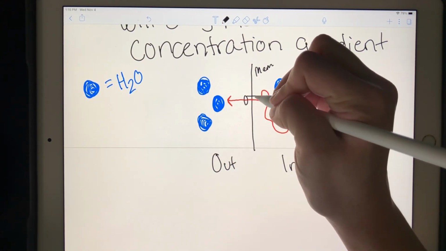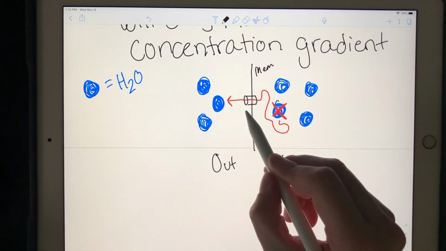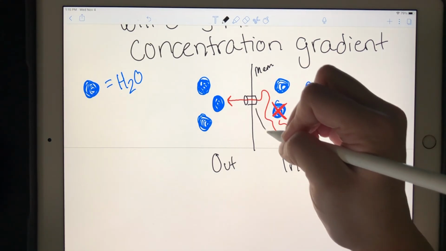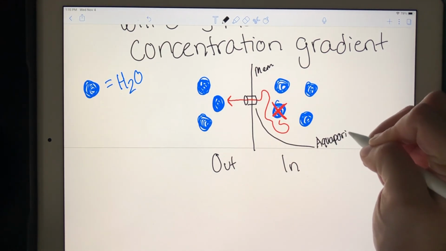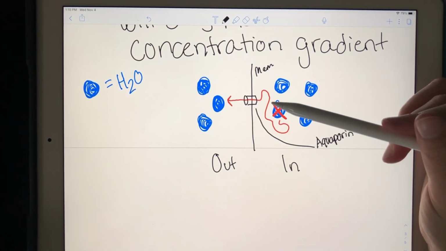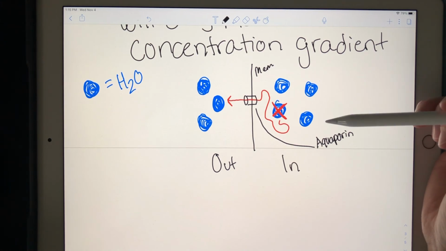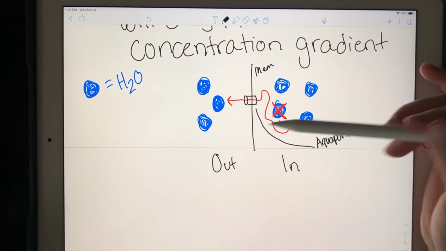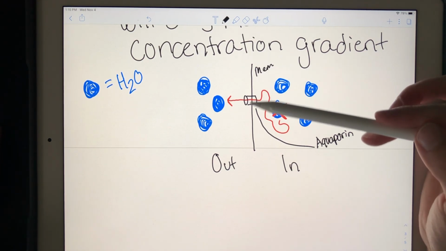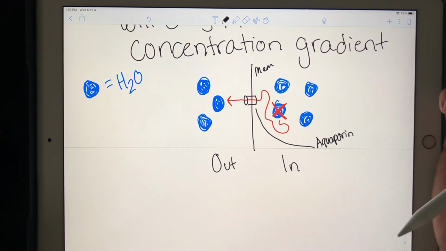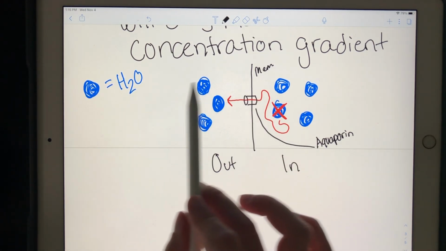But the only way that this is going to happen is if you have an aquaporin in your membrane. If you have a membrane without an aquaporin in there, water is not going to be able to move down its concentration gradient because water is polar, and those non-polar tails inside the membrane are very upset by that. So you need aquaporins if you want your water to move across the membrane.